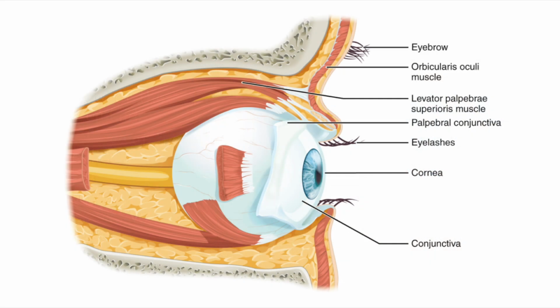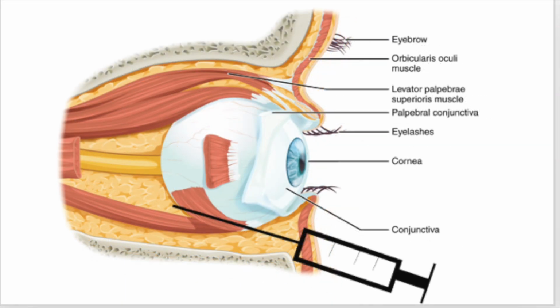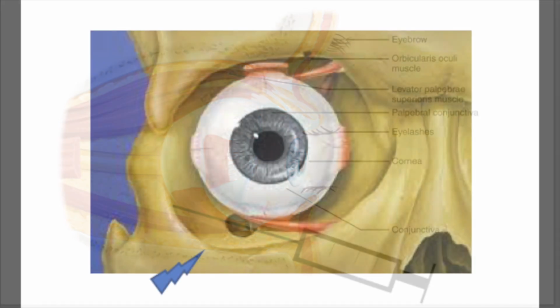To understand the anatomy, imagine the globe being placed within a cone-like configuration of muscles. The area within the muscle cone is called the intraconal space, and outside is the extraconal space. Since the anesthetic is delivered behind the globe, it's called retro for behind and bulbar for globe.